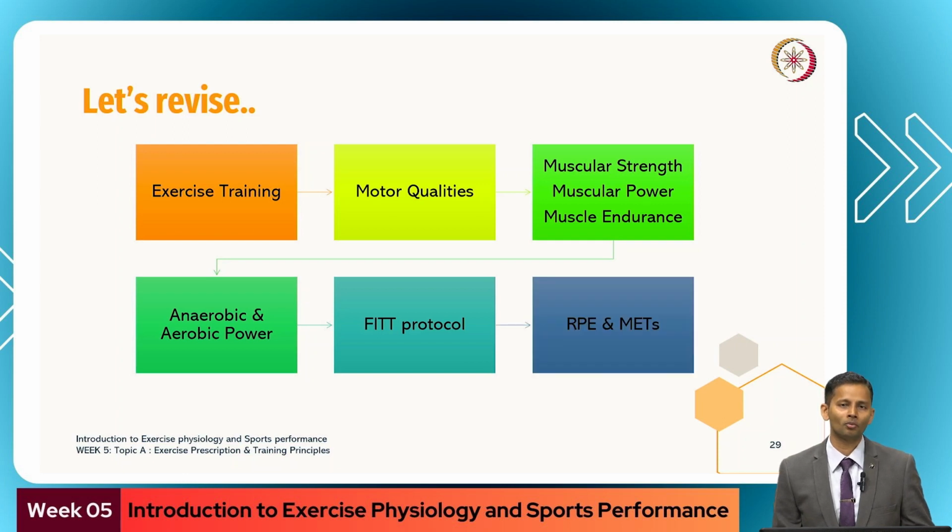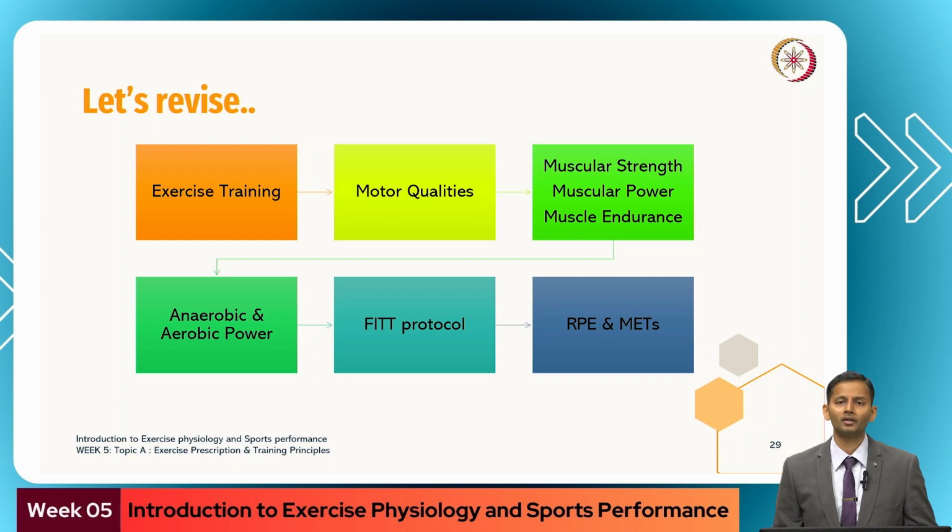And we also saw certain common terminologies that are used in exercise prescription, namely the rating of perceived exertion, which is a subjective tool, rated on a scale of 1 to 10, with 1 being no exertion and 10 being maximum exertion. We also saw the metabolic equivalent, which is again a common tool that is used in lab-based performance assessment or prescription, or also in various clinical scenarios.